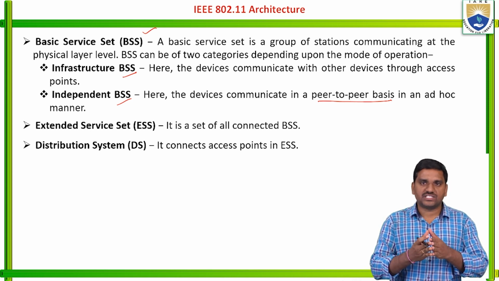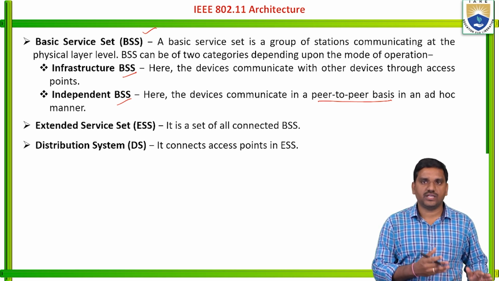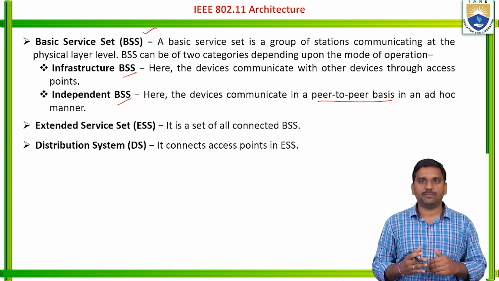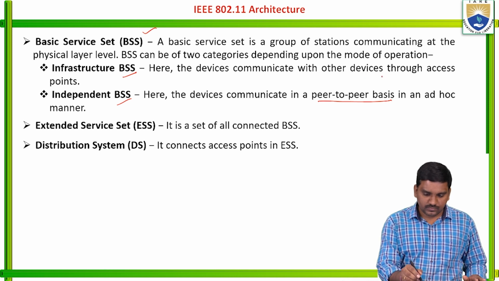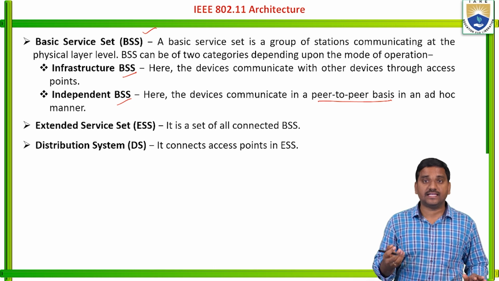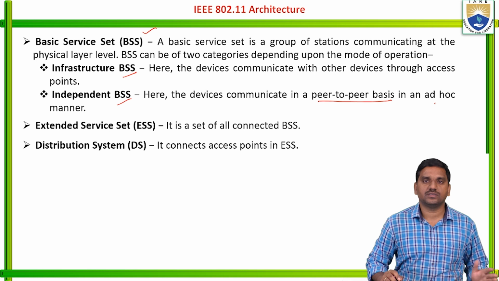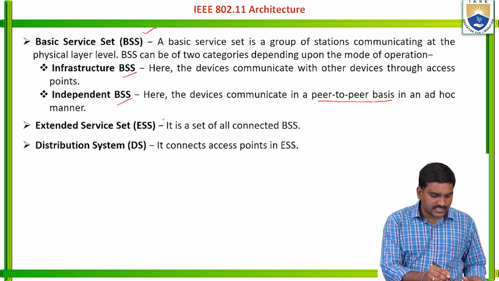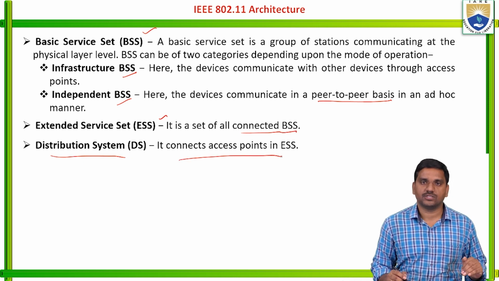So basically, depending on the operating mode, the basic service set can be two types of BSS. The first one is infrastructure BSS and the second one is independent BSS. In infrastructure BSS, the devices communicate through the access points, but in independent BSS, it can operate independently, that is, on a peer-to-peer basis in an ad hoc manner. Next one, the extended service set. It is connected to all BSSs. The distributed system connects all the access points in the ESS.